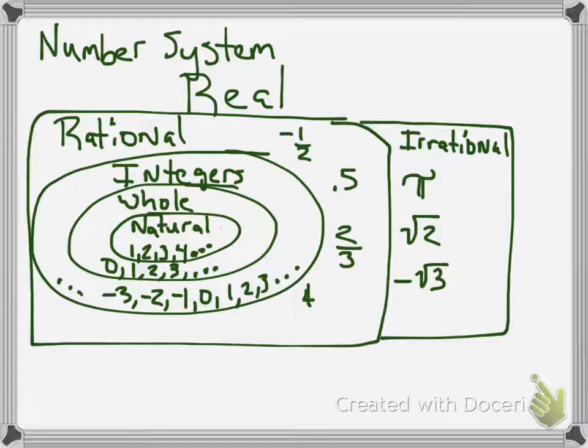Integers basically add in the negatives. Rational adds in the fractions and decimals. Irrationals are the ones that can't be expressed as fractions or decimals, so numbers like pi, square root of 2, any square roots that do not come out even. All of these are real numbers.